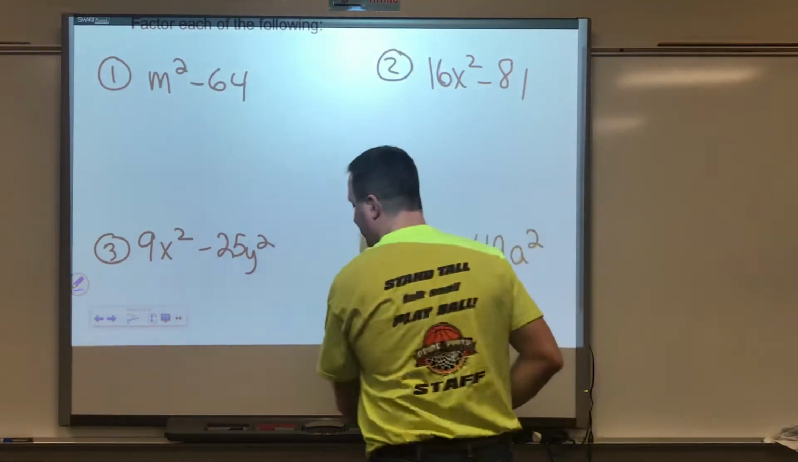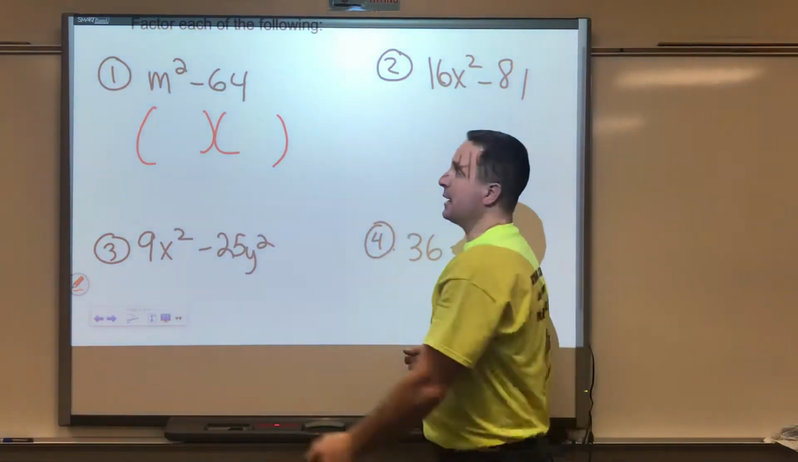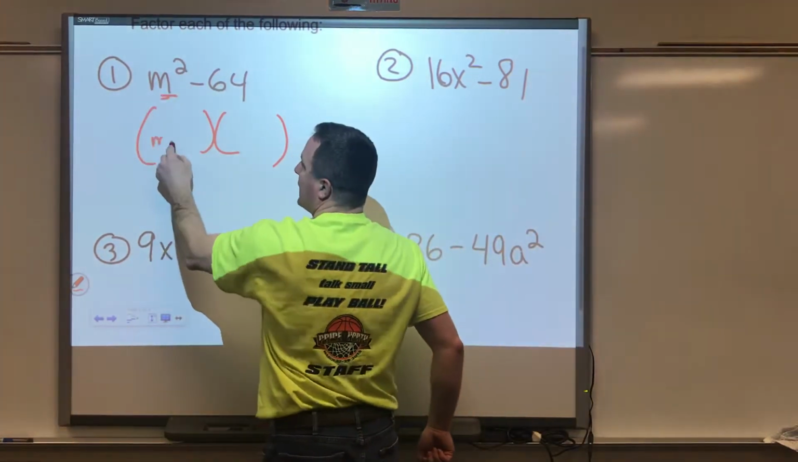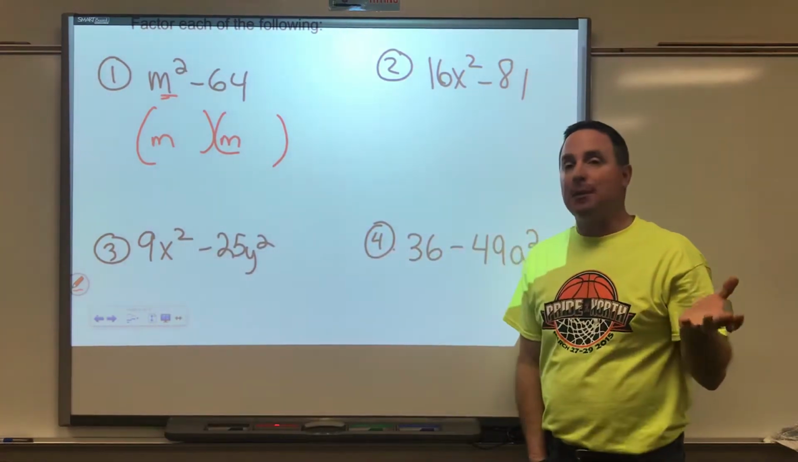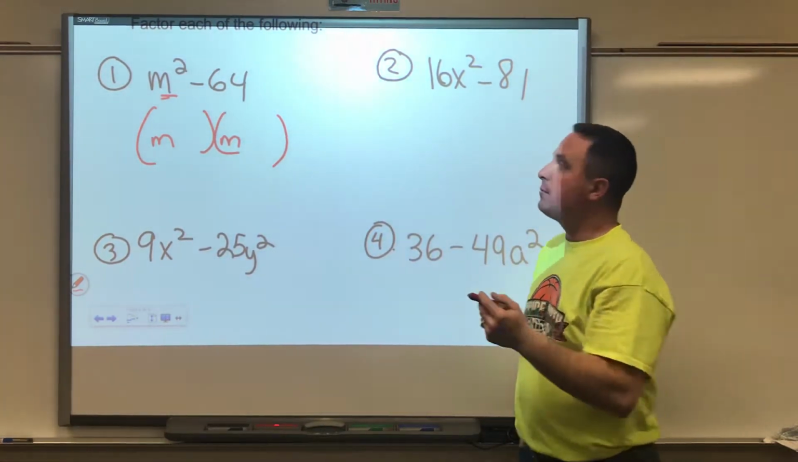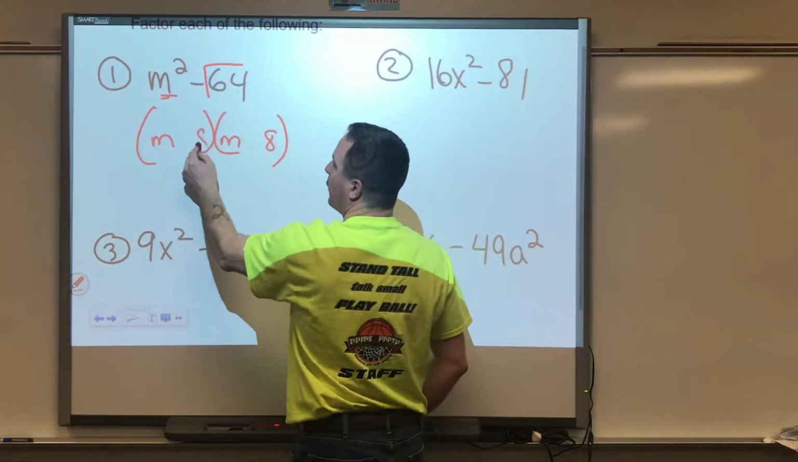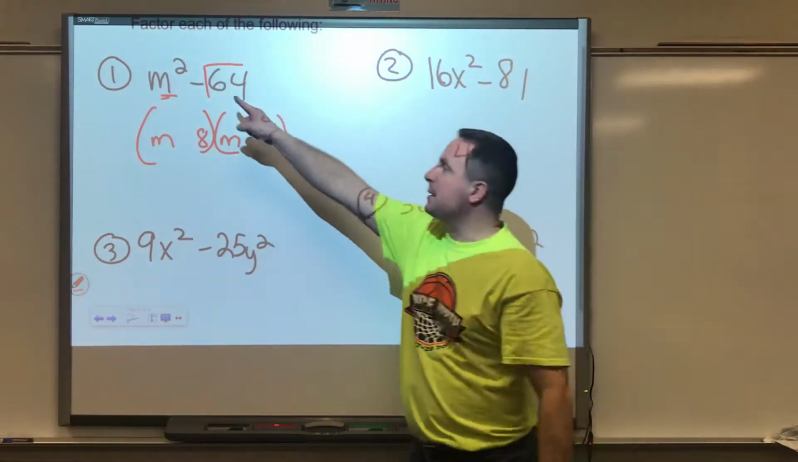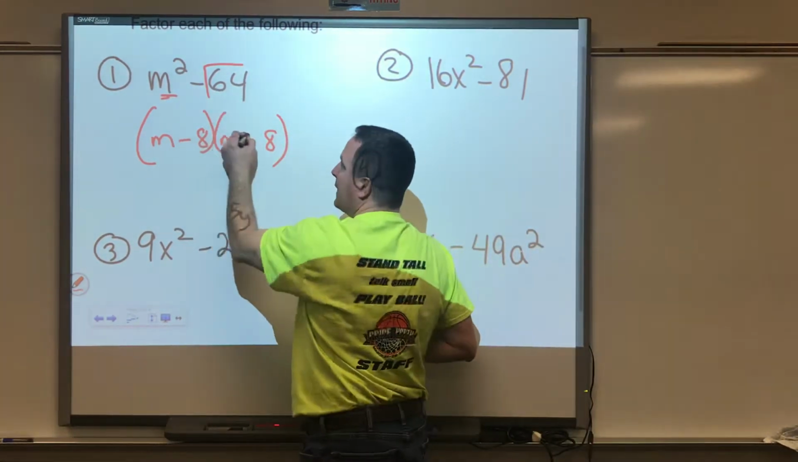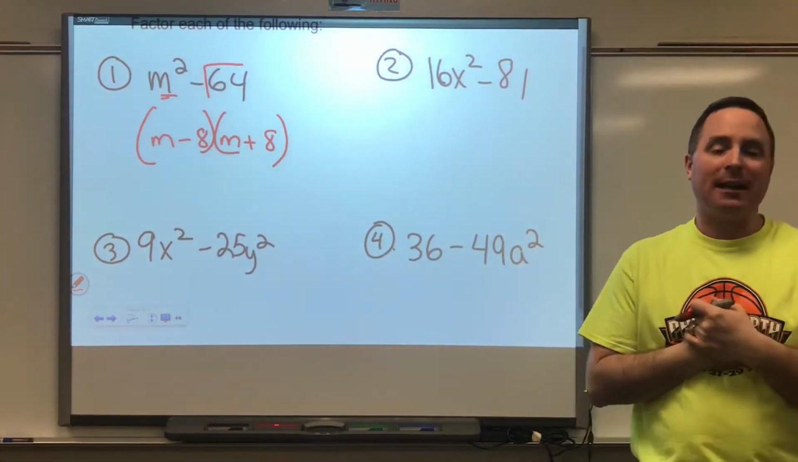If I wanted to factor these, if I wanted to break them apart, you can think of it the same way as before. m squared came from m and m. And 64 has a bunch of factors on your factor sheet, but what we're looking at today is the square root of this number. The square root of 64 is 8. 8 and 8. And how do I get the middle term to be 0? Well, one is minus and one is plus, and it doesn't matter which is which. So this is pretty nice today.